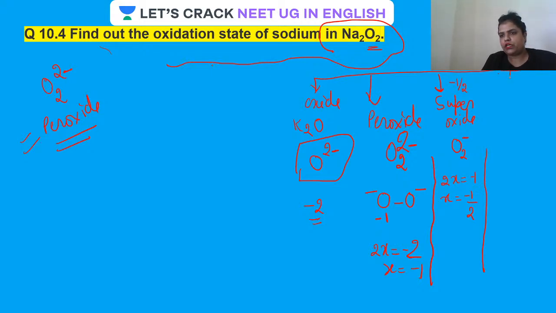Then oxygen also stays in the form of ozonide, which is represented as O3 minus. So there are three oxygens. Let the oxidation state of each be x. So 3x equals -1, where x will come out to be -1 by 3. So guys, these are the four forms of oxygen in which oxygen stays in a negative oxidation state, from -2 to -1 to -1/2 to -1/3.